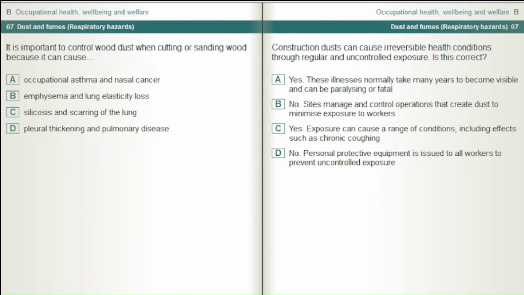It is important to control wood dust when cutting or sanding wood because it can cause occupational asthma and nasal cancer, emphysema and lung elasticity loss, silicosis and scarring of the lung, pleural thickening and pulmonary disease.